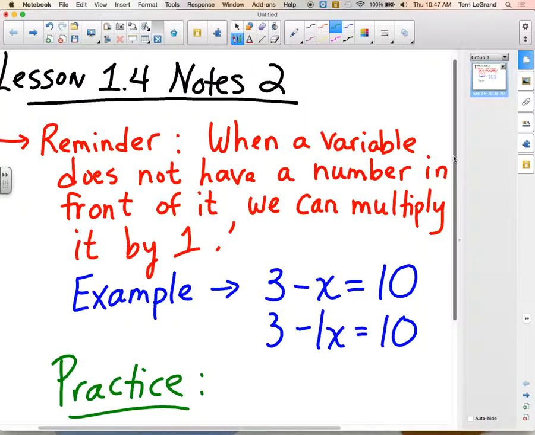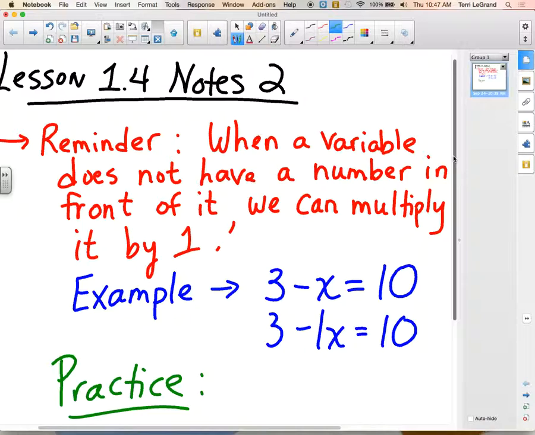How many of you agree that that would be a good first move? Okay, so it actually is a good first move, but before we do that, here's how we're going to show that we actually can get away with doing it. Remember, we can put a 1 in front of the variable when there's not a number there. When it's not being multiplied by something, we can insert a 1 there.